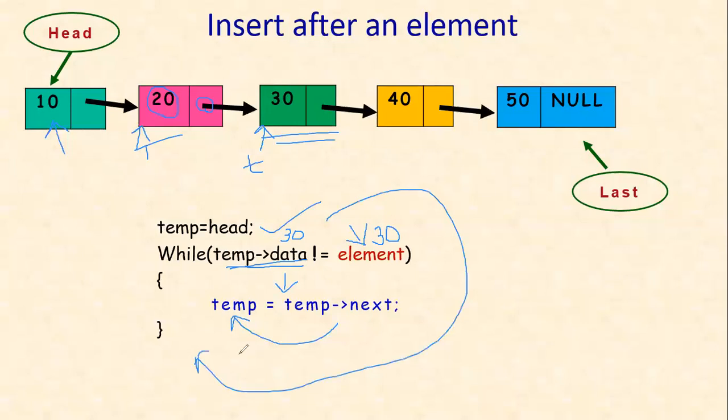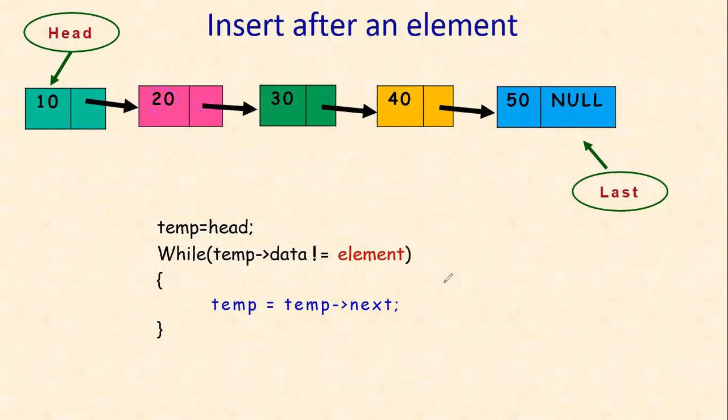Okay, right. After coming out of the loop, what is the current temp value? The current temp value is nothing but the target node, right? So now we have the address of the target node in temp, right? So what we are supposed to do is insert an element after the temp. Okay, right. For that, let me show you the further code.